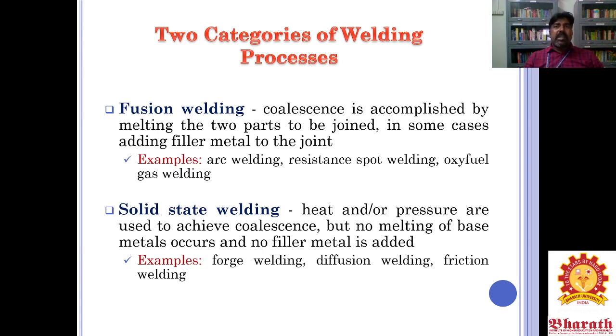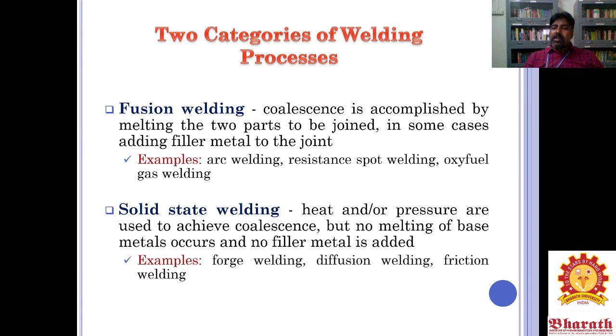In fusion state, the metals at the joint are heated to a molten state, and it is allowed to solidify. The pressure is not applied during the welding process, and hence it is called non-pressure welding. Filler materials may be required during the welding. Examples are arc welding, gas welding, thermite welding, then resistance welding. We can have so many examples.